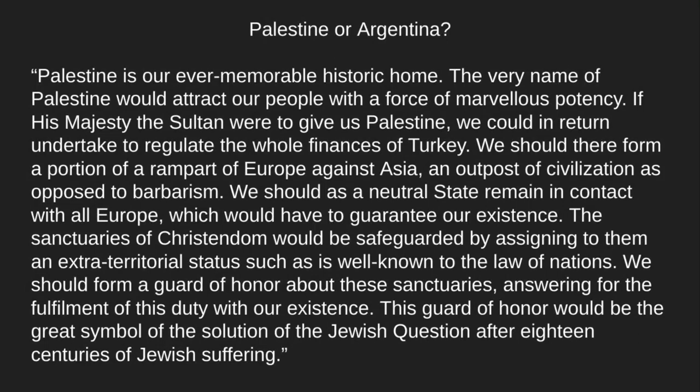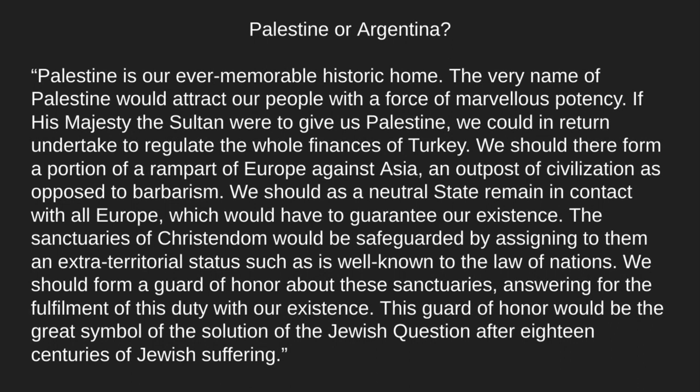It says, Palestine is our ever memorable historic home. The very name of Palestine would attract our people with the force of marvelous potency. Now, I might note here again that many of the first Zionist settlers who came to Palestine came from Europe, and there were Jews living all over the Middle East, all over Africa, all over other parts of the world as well. And so what he's seeking to do in a demographic sense is to persuade other Jews who are living in other places in the world to join in this enterprise.